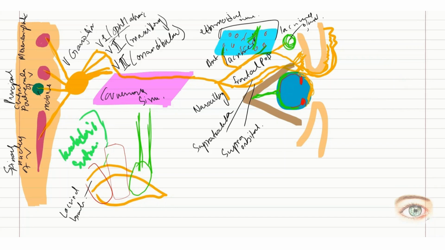We also have some subdivisions of the nasociliary nerve. So the first division is the infratrochlear nerve. The infratrochlear nerve will pass from the inferior side of the trochlea. So that's the reason it's called the infratrochlear nerve. And what is it going to supply innervation to? It will supply innervation to the caruncle lacrimalis and also the nasolacrimal sac.